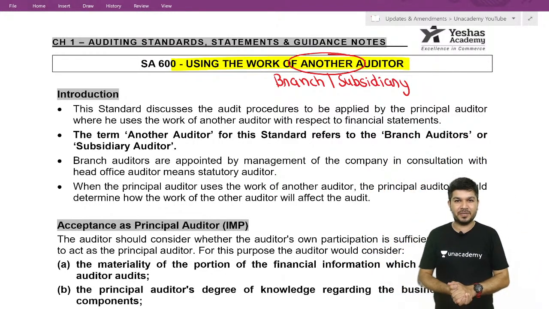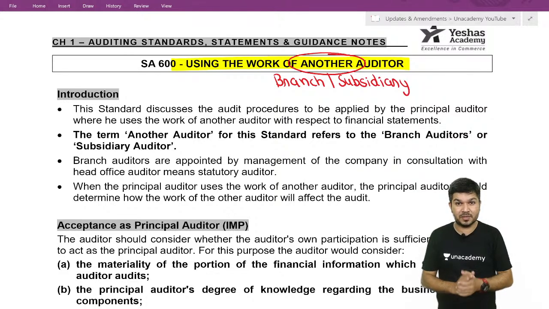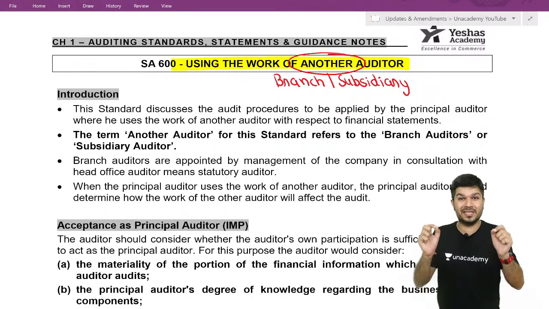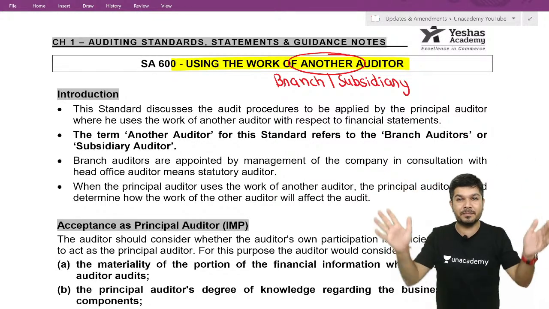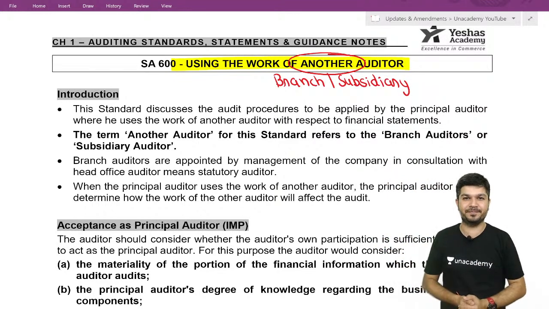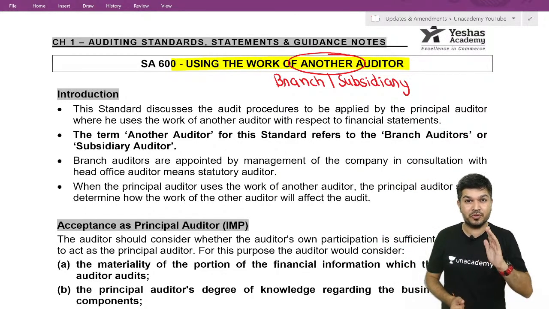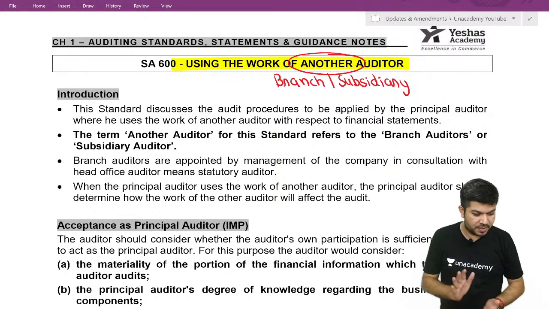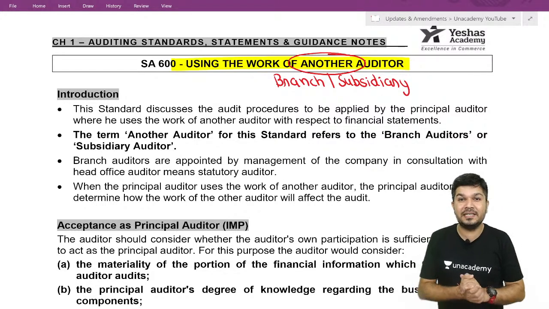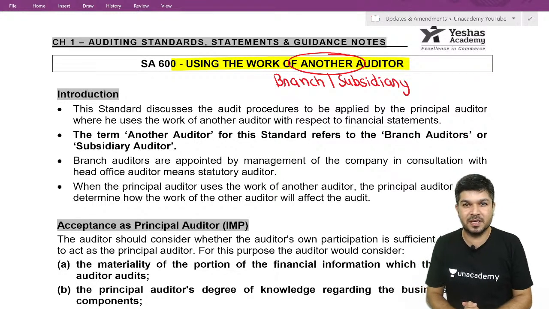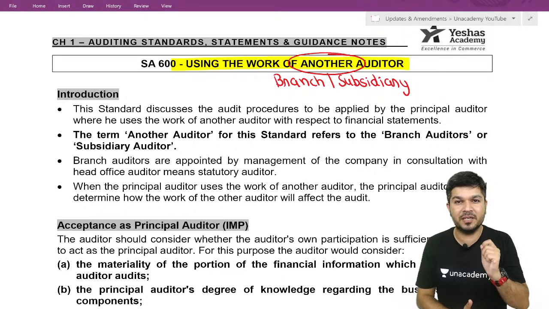I am a company auditor, branch auditor is someone else. Would I report only on HO, or would I report on the entire company including branches? You need to reply. See, the more active you are, the more you'll enjoy the session. So, sir, we need to report on the entire company including branches. Okay, I am reporting on the entire company including branches.